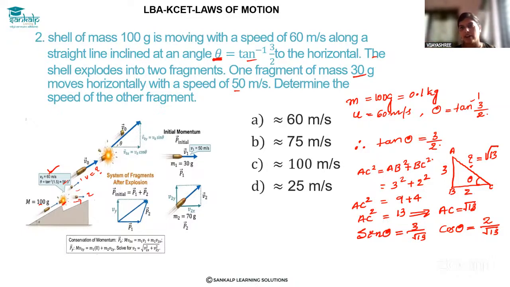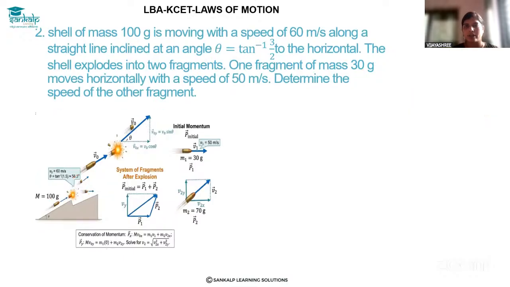So now coming back to the question. What is given in the question is that the shell explodes into two fragments. So here the shell explodes into two fragments. After explosion, what are the masses of both fragments? Let us try to find out. Let us write the data.